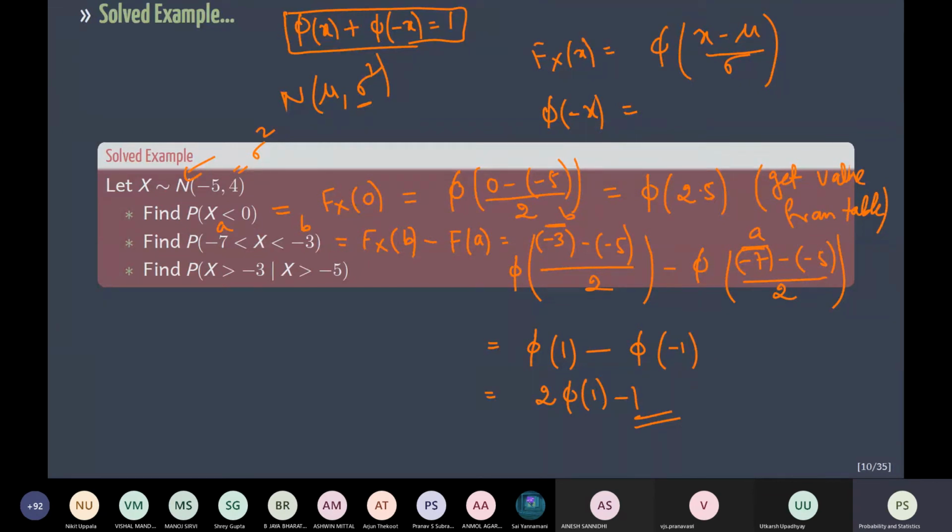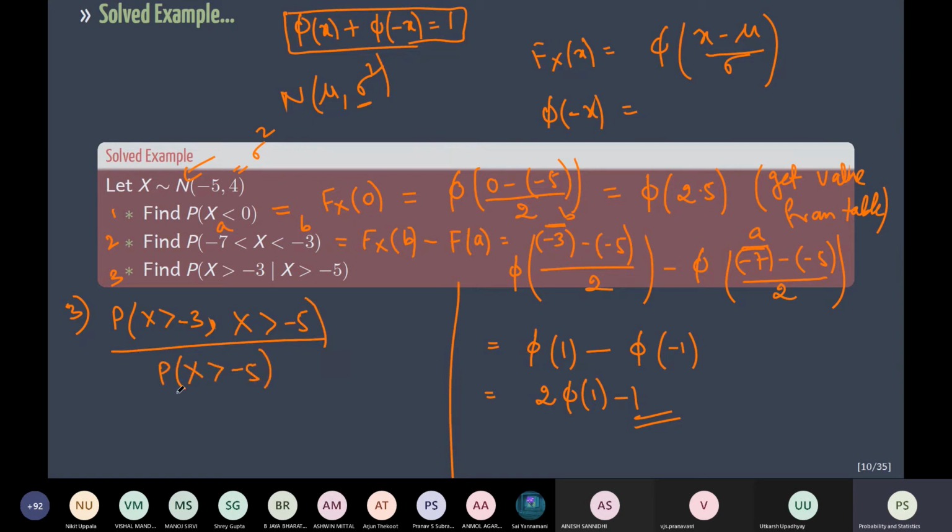Now let us try to prove the third one. So we can do that. Let us say this is 1, 2, 3. So this is the third one. Now this is conditional, so we invoke the definition. The probability that x is greater than -3, not given that, but it's like an intersection, right? So comma and intersection are the same thing, and x is greater than -5. Then divided by the probability that x is greater than -5.